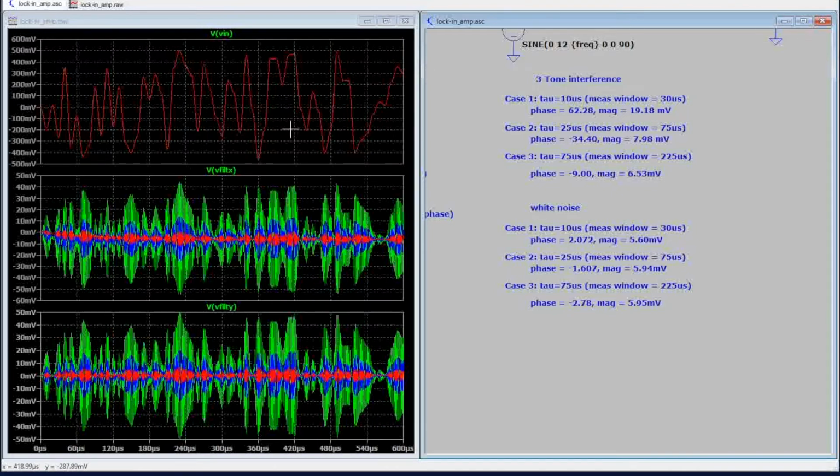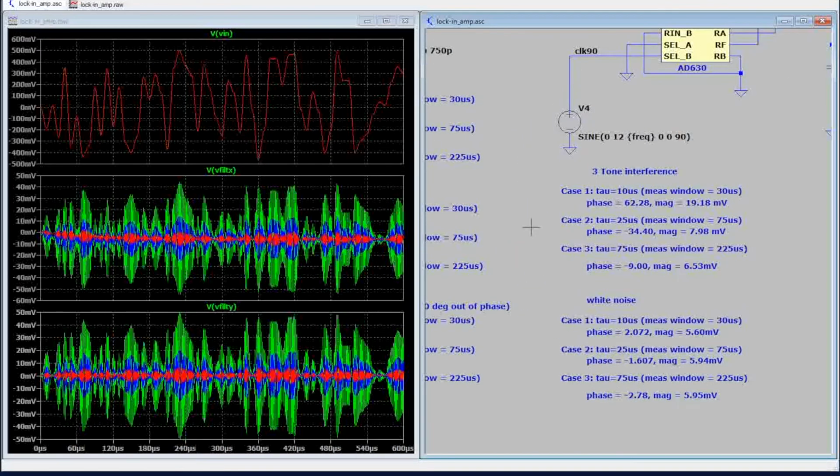So if you take multiple such windows and average those, you probably will still get a good result, the best result for the longest time constant. So it basically tells you that a very large amount of noise, which is out of band, is easily rejected by the lock-in, and white noise is actually not a problem to deal with.